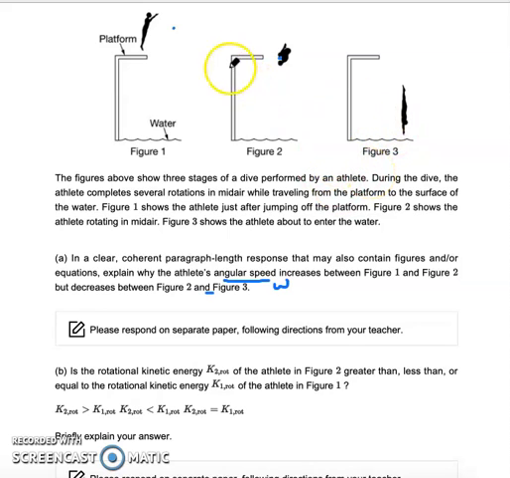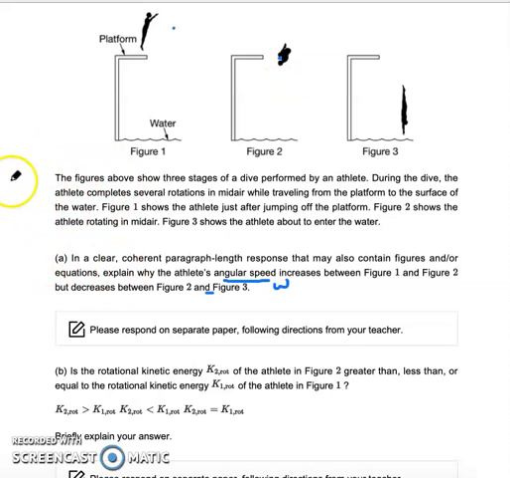What I hope you recognize in this one is it's the shape of the person that matters, whether they're stretched out or tucked into a smaller position, because that changes their moment of inertia, and we want you to relate that to angular momentum. This is not so much about gaining speed by falling. While that certainly helps, that really doesn't go towards how fast they're going to be spinning round and round.